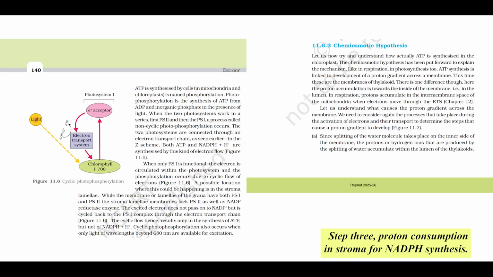Step 3. Proton consumption in stroma for NADPH synthesis. Remember the enzyme NADP reductase. It's located on the stroma side of the membrane. To make NADPH plus H+ from NADP+, it uses electrons coming from PS1 and protons from the stroma. By consuming protons from the stroma, this reaction further decreases the proton concentration there.